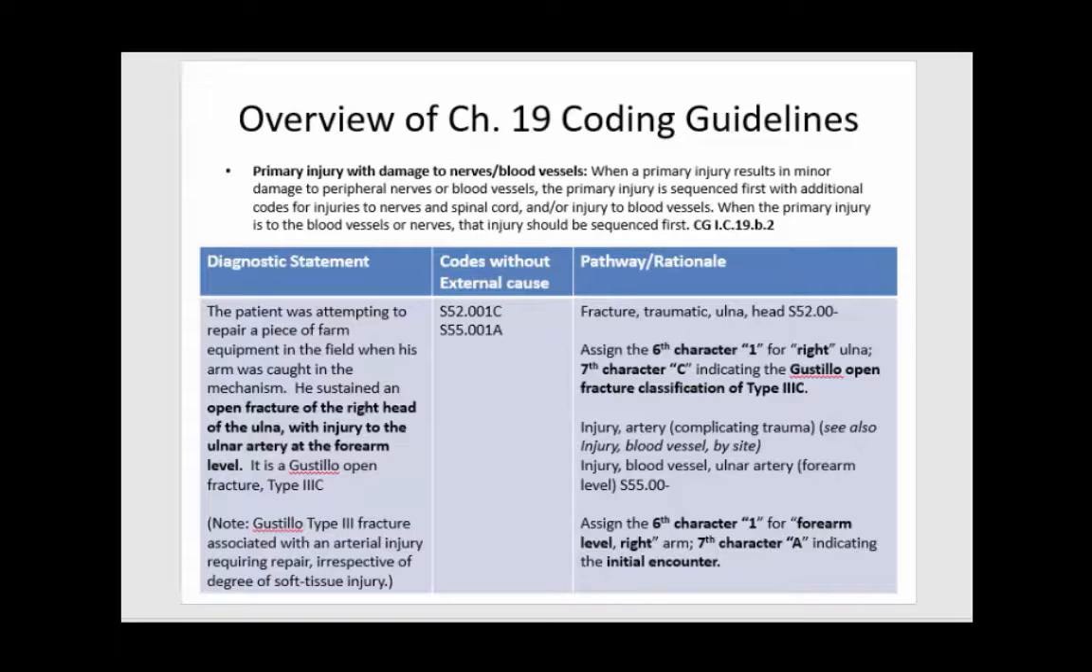So that second code gets a seventh character A for initial encounter, because when you look at the category code for S55, there's no option to put a C. So you have to just use the codes that are available to you. In this case, the ulnar artery gets the A seventh character, and the open fracture of the head of the ulna gets the seventh character C.